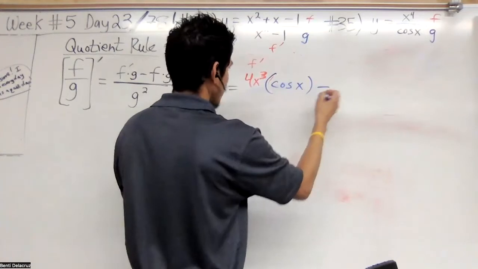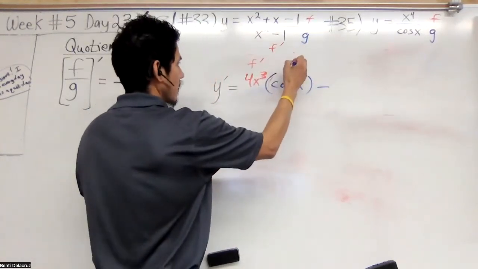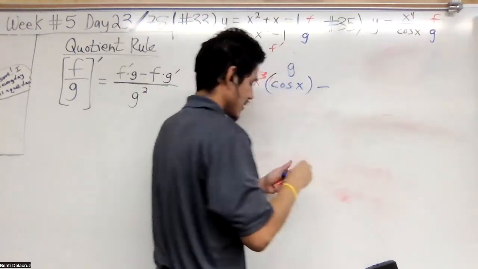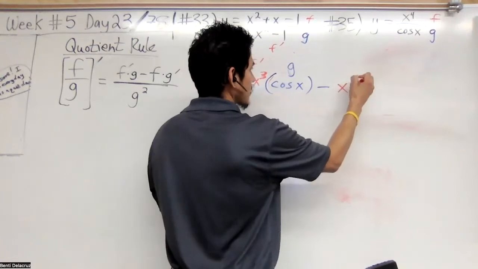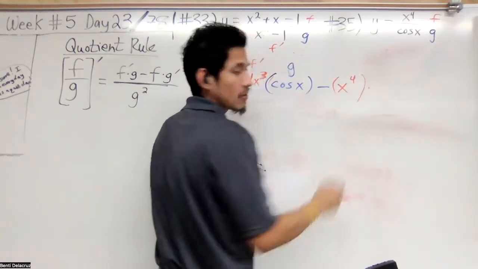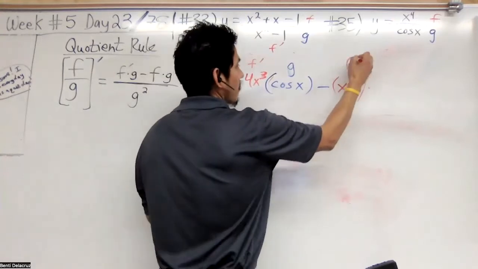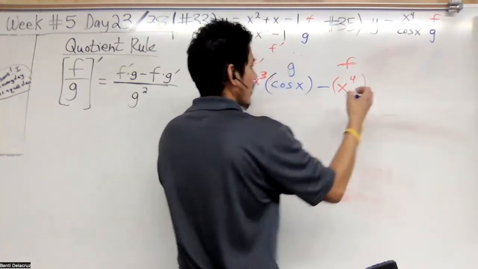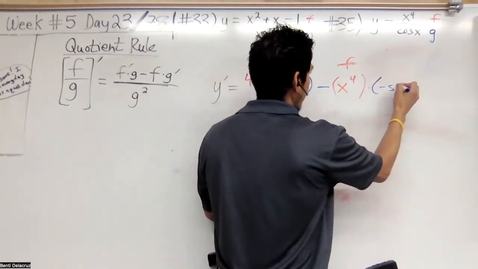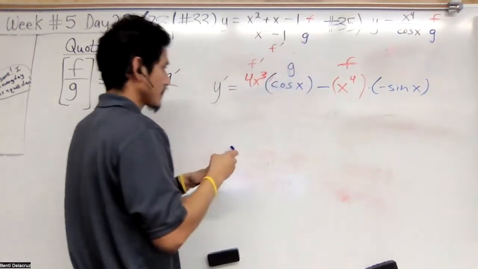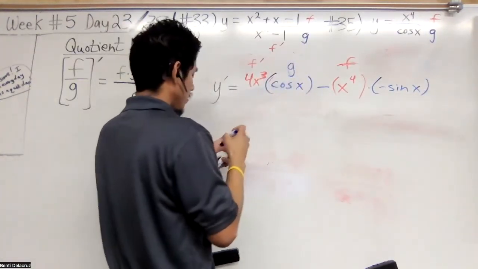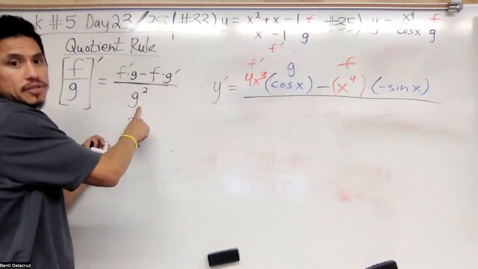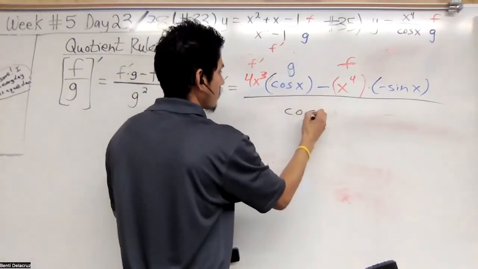And then from that, we're going to subtract f of x. So that's our g. We just keep x to the fourth as is, so minus x to the fourth. And then we multiply this by the derivative of g, the derivative of cosine of x, and that'll be negative sine of x. And this will be all over g of x squared, the g function squared, so all over cosine of x squared.